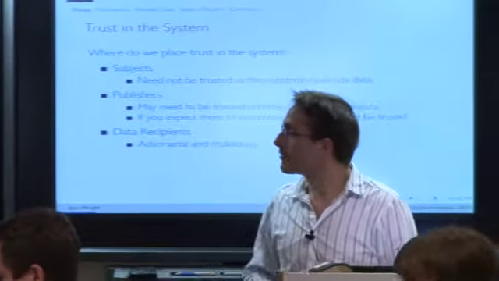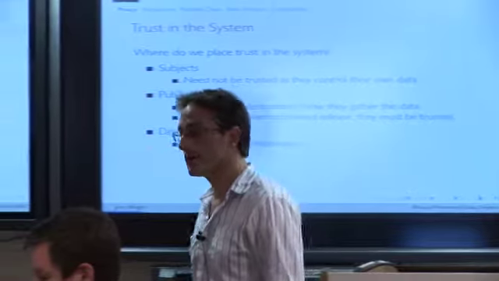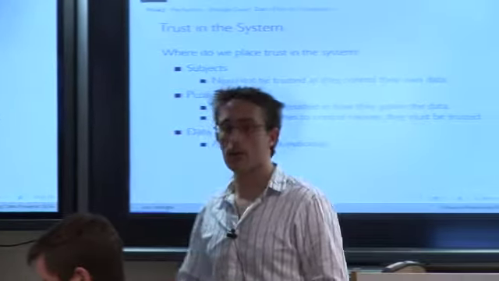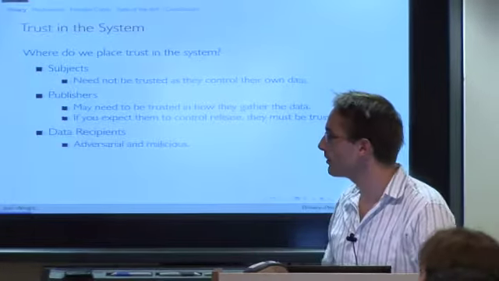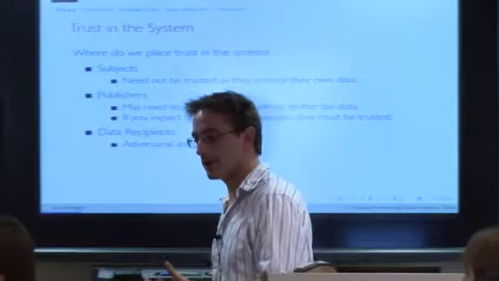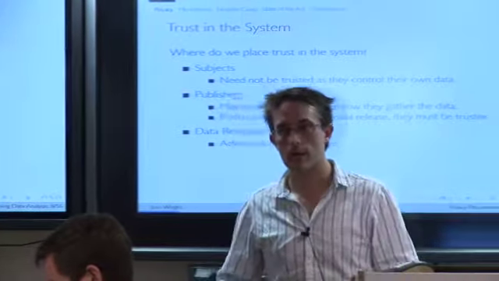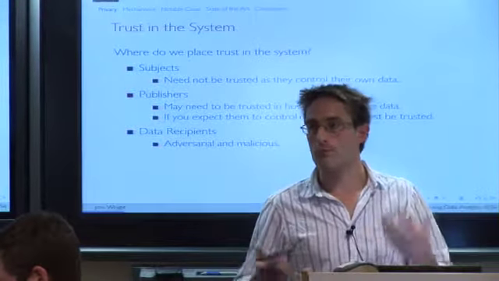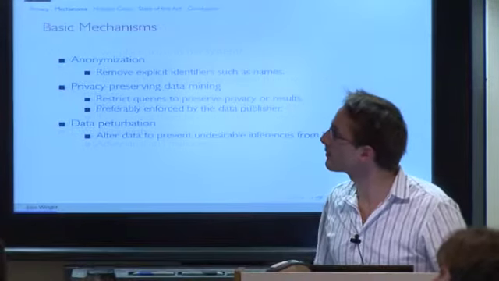But our main focus here is that we do not want to trust the recipients of the data to do nice things with the data. We want these people to be adversarial, we want them to be malicious, we want them to be nasty, we want them to be all the horrible things that we don't like. So it's the people who are accessing the database that we are working against in this system. We want them to be able to access the database, but we don't want them to be able to find out private data about the individuals who have the data in the database.